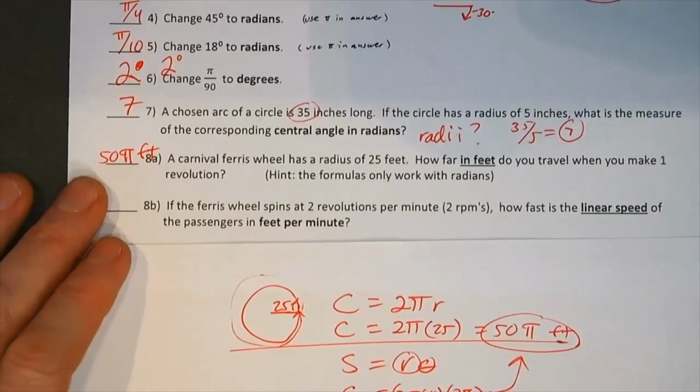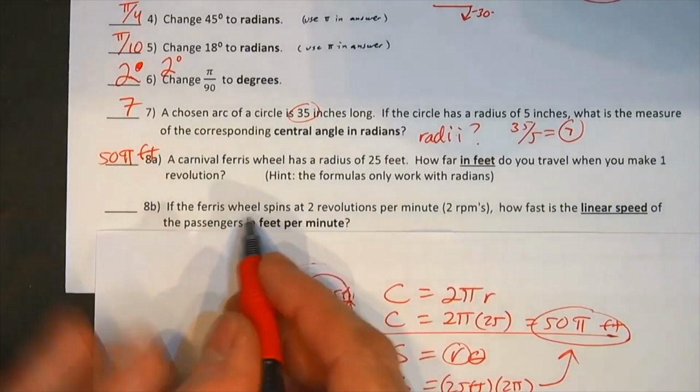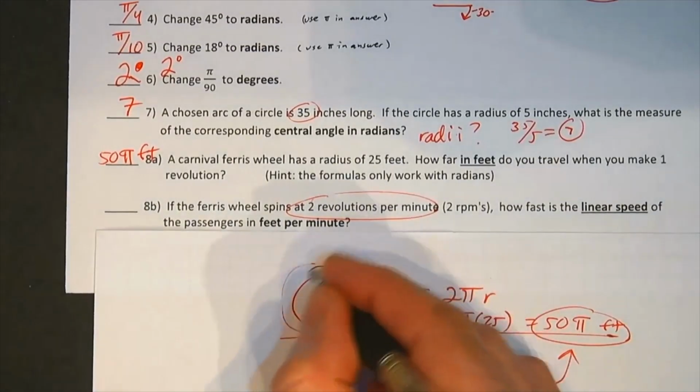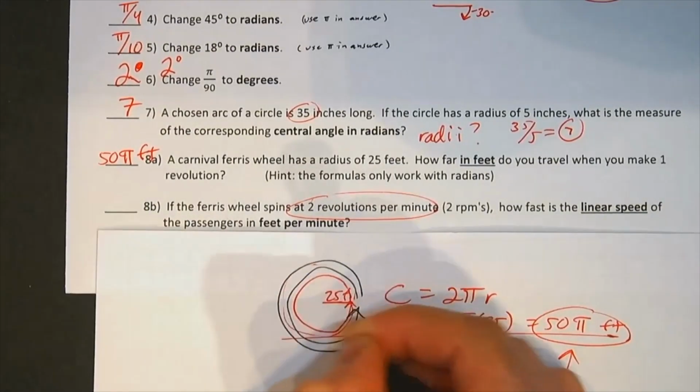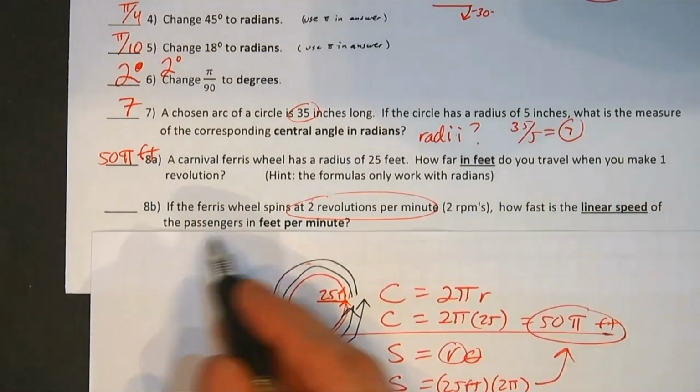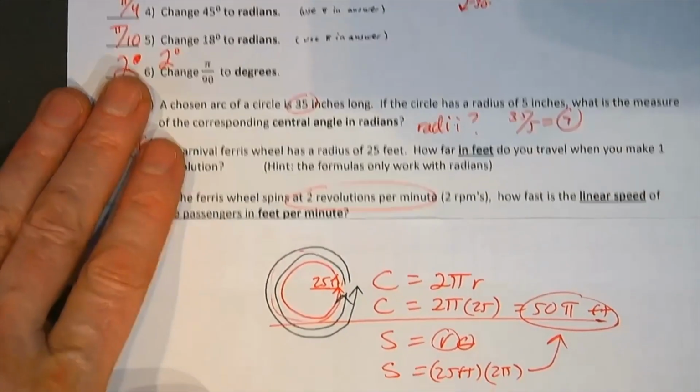Next question. If this spins 2 revolutions per minute, in other words, you go around once, twice, you go around twice. How fast is the linear speed of the passengers in feet per minute? How fast are you going?